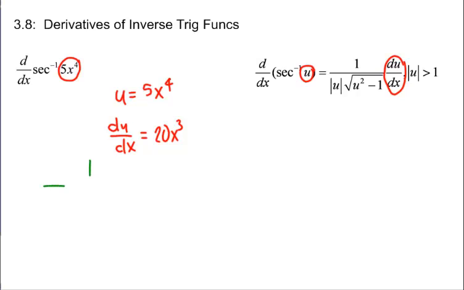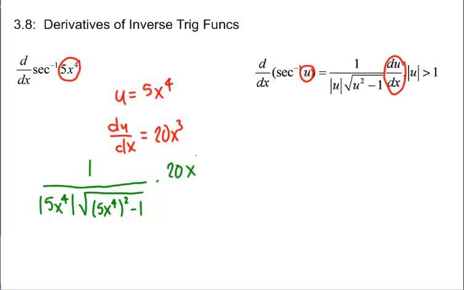1 over the absolute value of u, the absolute value of 5x to the 4th, times the square root of u squared minus 1, times the derivative. So what have we got? We've got 20x cubed over.